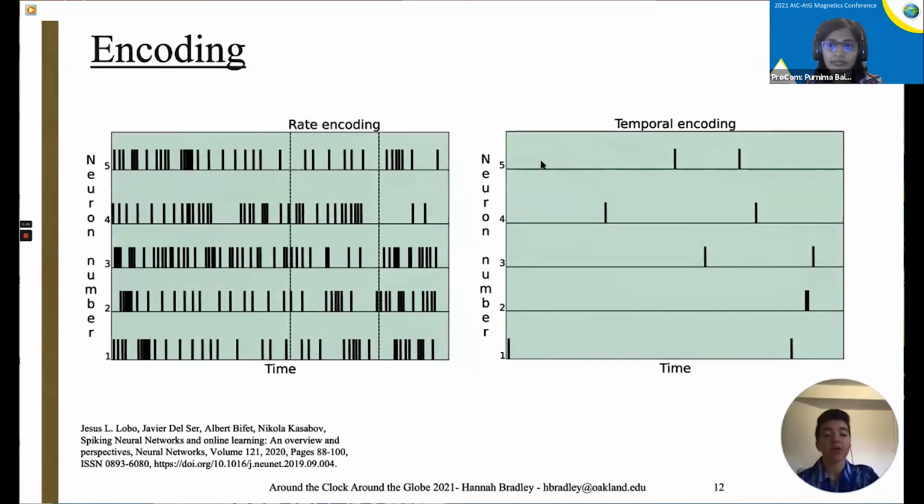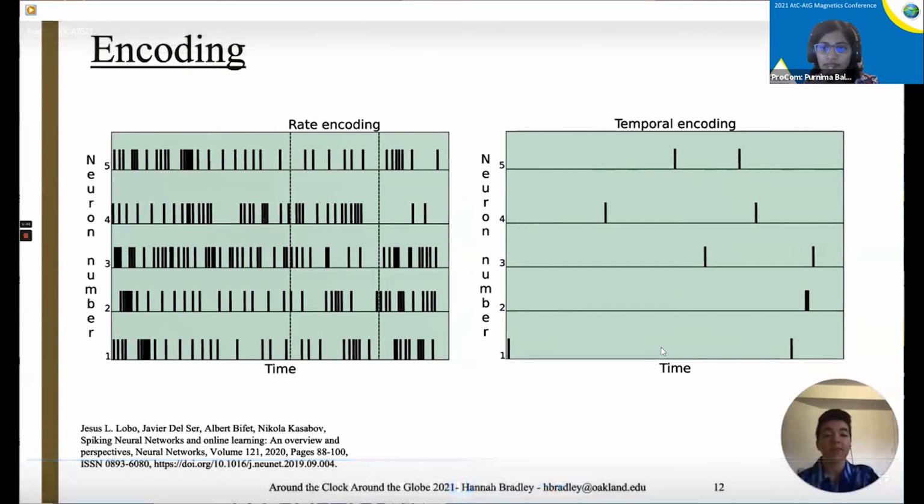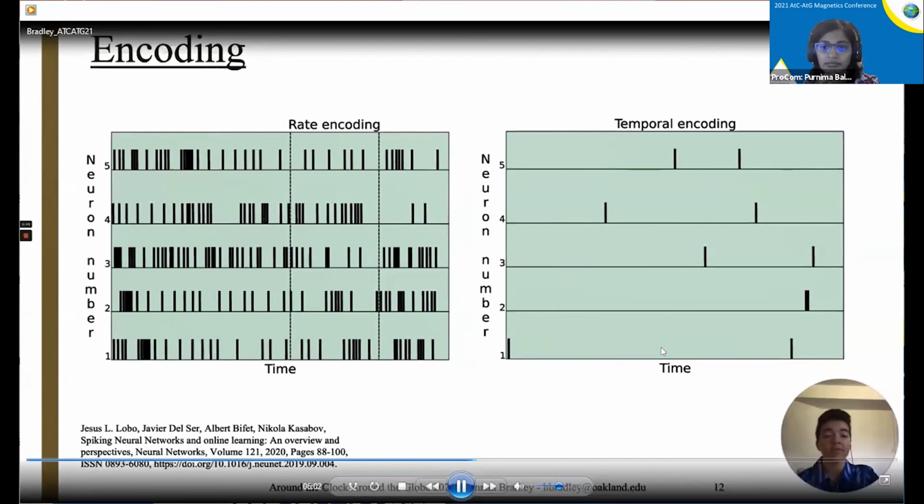There are many ways to encode information in reservoir computing. Many learning algorithms use rate-based encoding, where the frequency of spikes within a time window is used to encode information. However, this would not be possible with AFM neurons.